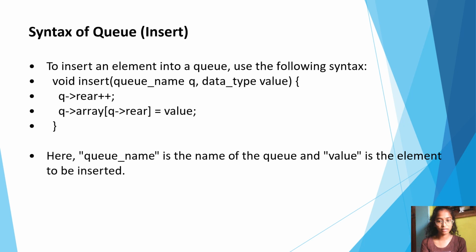To insert an element into a queue, use the following syntax. void insert(queue name q, queue data type value), open curly bracket, q->rear++, q->array[q->rear] = value, semicolon, close curly bracket. Here q name is the name of the queue and the value is the element to be inserted.